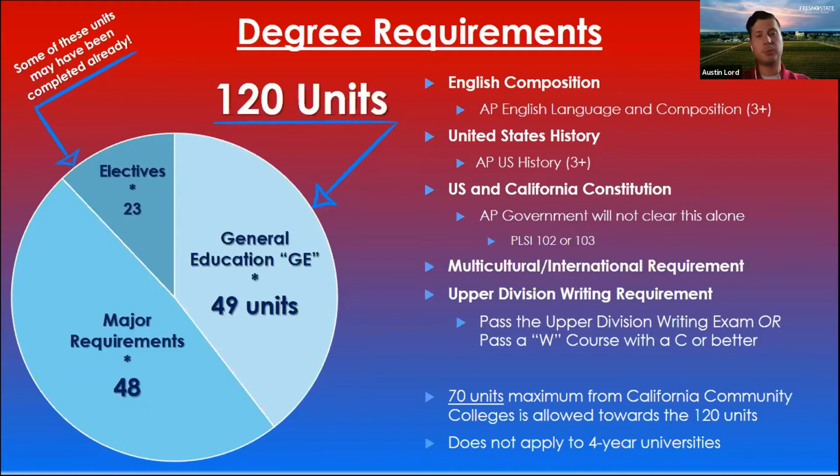The next two, the multicultural international requirement and the upper division writing requirement, I'll get to later on. They actually have their own slides dedicated to them. The MI, multicultural international, is essentially another kind of upper division general education type class, but it doesn't actually fall under general education. It used to, up until about 2018. This is just a wording change.